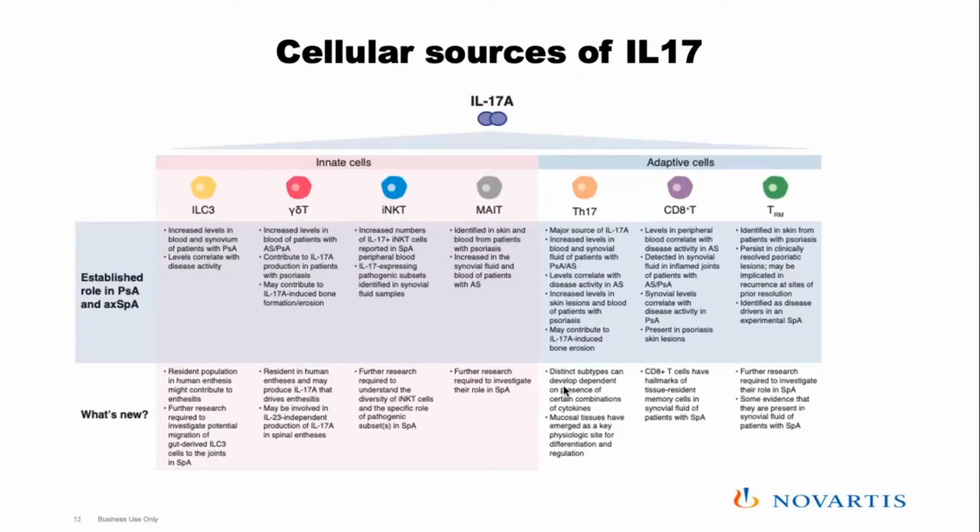So right now, what are the cellular sources of IL-17 that we know of? Among the adaptive immune cells, there are the Th17 cells and CD8 cells, and there is a very small group of cells which are tissue resident memory T cells. And among the innate cells are group 3 innate lymphoid cells and the gamma delta T cells, and these two populations of cells. Also newly described are invariant natural killer T cells and mucosa associated invariant T cells. So there are a lot of innate cells involved in the production of IL-17, and these can produce IL-17 in an IL-23 independent manner.